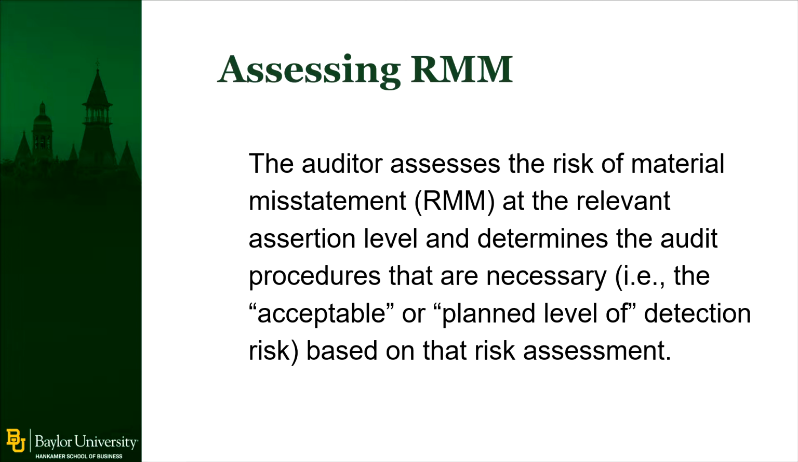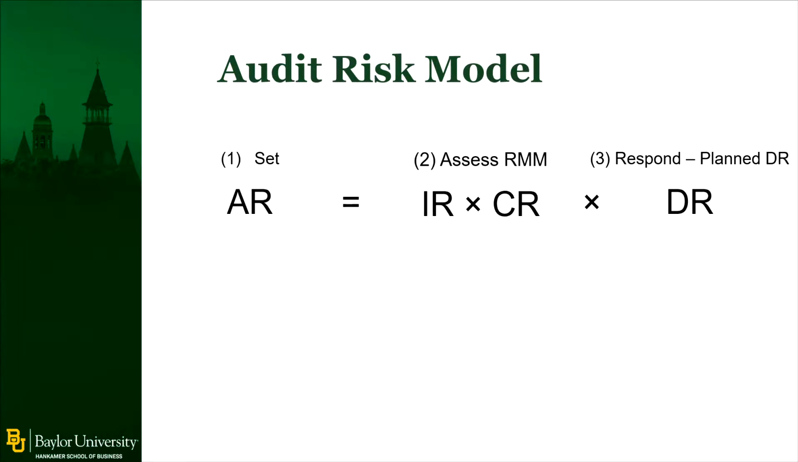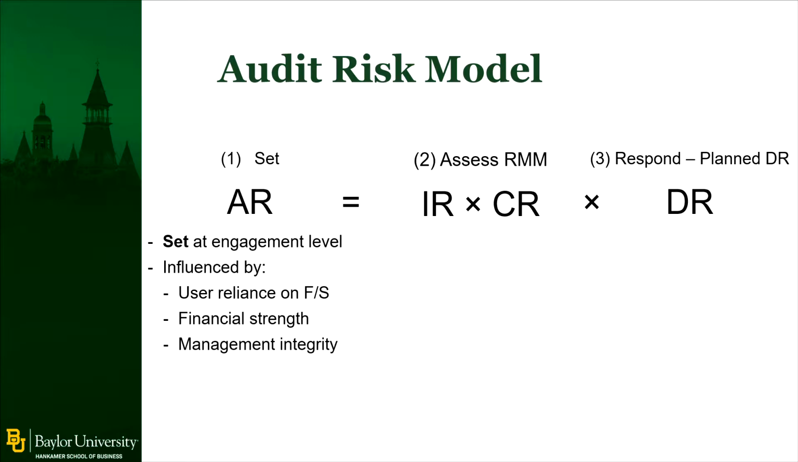I need to understand exactly what's happening in this account, what risks are there related to the assertion that management is making, so that I can figure out what I need to do to provide reasonable assurance. And so the process looks something like this. If we have our audit risk model, the first thing we're going to set is audit risk. That's set at the engagement level.